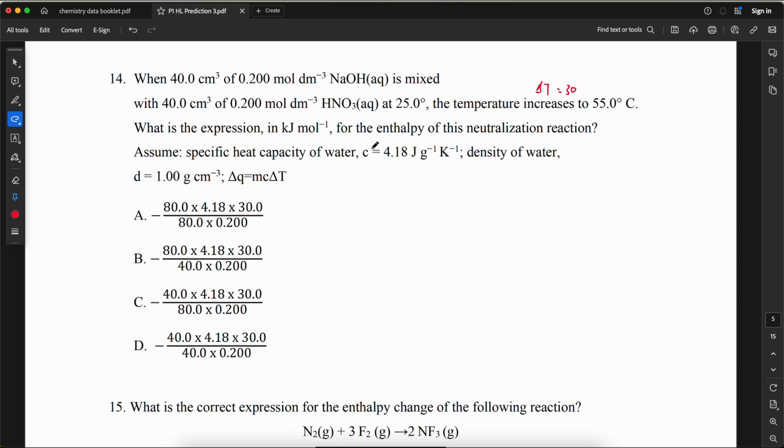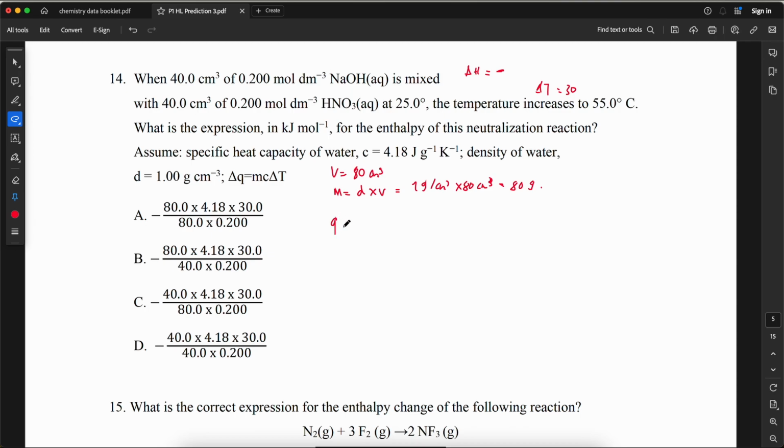So first, this is a neutralization reaction between NaOH and HNO3. So delta H will be negative because it's an exothermic reaction, because it is a neutralization reaction between acid and base. So that's why it should be negative. So the total volume would be 80 centimeter cube. To find the mass, density times volume, which is 1 gram per centimeter cube times 80 centimeter cube. So we've got 80 gram.